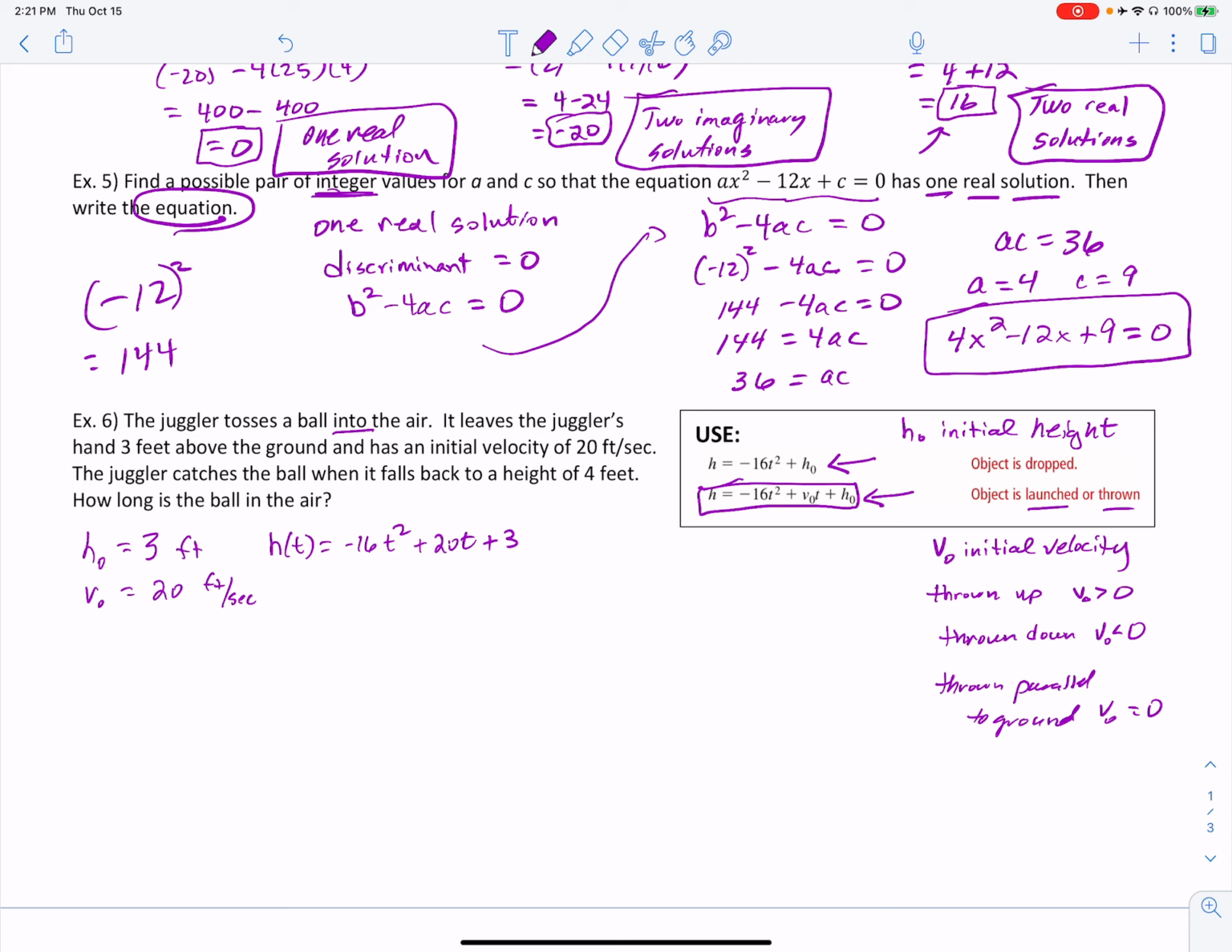And then it says the juggler catches the ball when it falls back to a height of 4 feet. How long is the ball in the air? Well, I want to find out at what time the height is 4. So this is what I need to solve: the time for which the height is 4.